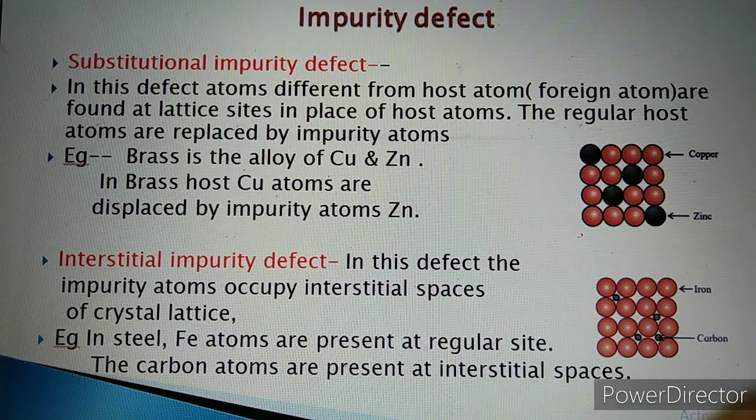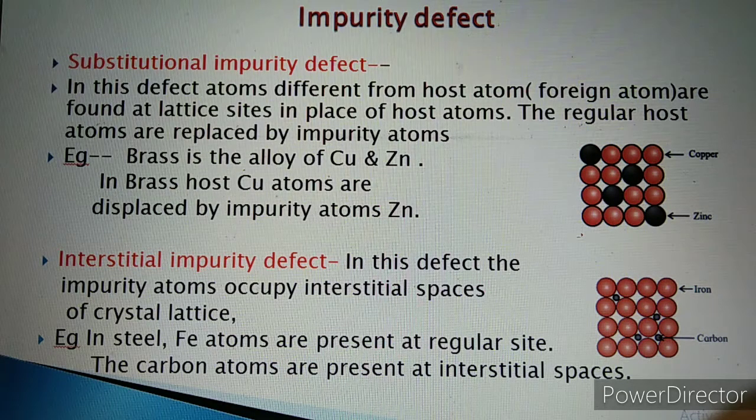What is interstitial impurity defect? In this defect, the impurity atom occupies the interstitial spaces or void spaces in a given crystal lattice. For example, in stainless steel, Fe, that is iron, atoms are present at the regular site and the impurity atoms, that is carbon, are present at the interstitial space. If you observe this diagram, here carbon is the impurity and iron is present at a regular site.